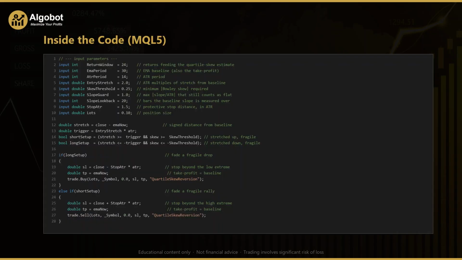Let's read through the MetaEditor code on screen. At the top are the input parameters you can adjust.